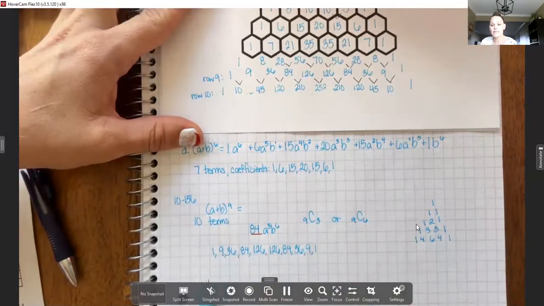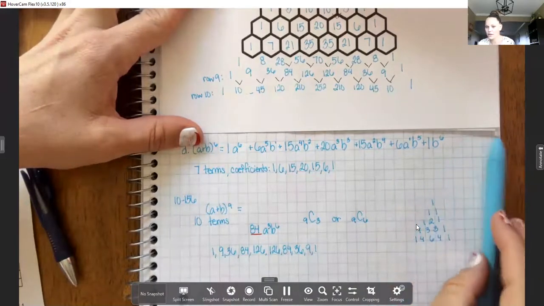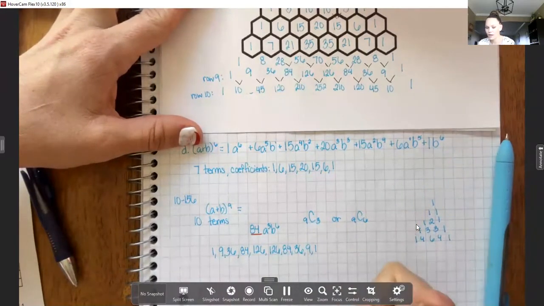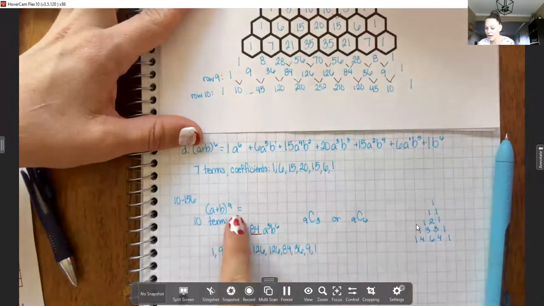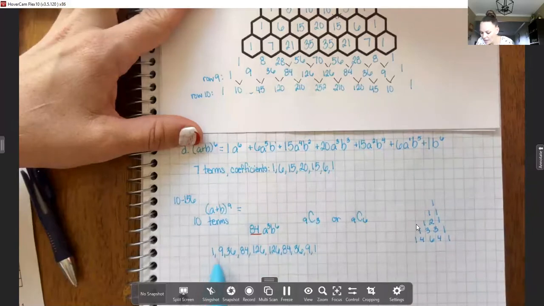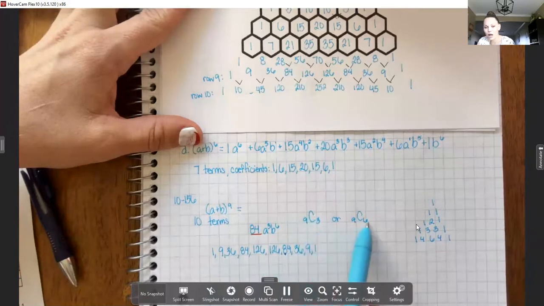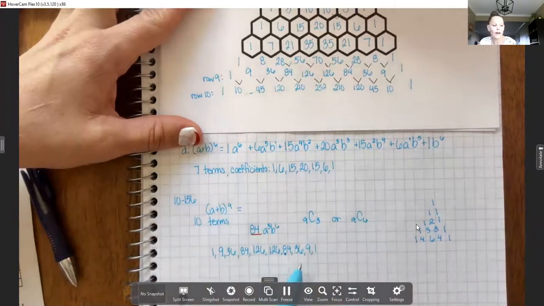You're also welcome to just count the terms. So we know it would start with a to the 9th, and it would go down: a to the 9th, a to the 8th, a to the 7th, a to the 6th, a to the 5th, a to the 4th, a to the 3rd. So if counting works better for you than this choosing option and plugging that in, go ahead and do that. I think it's easier to count personally, but that's me.